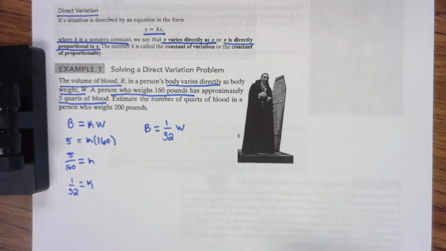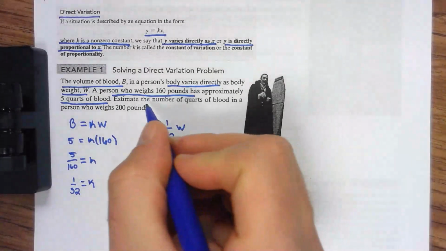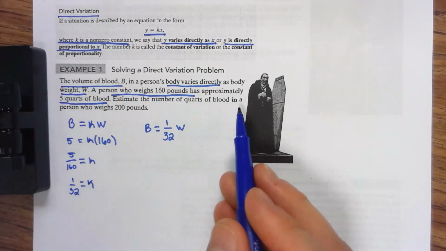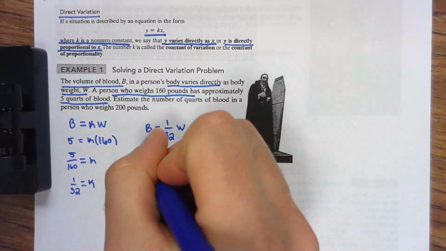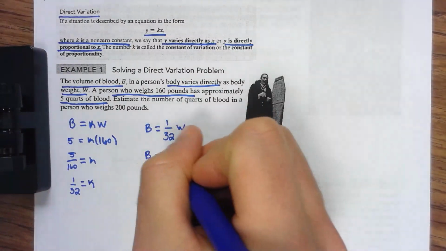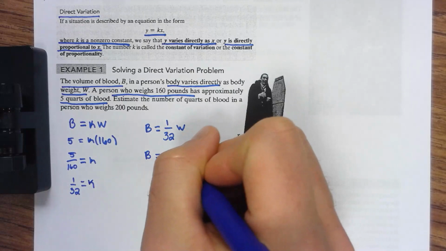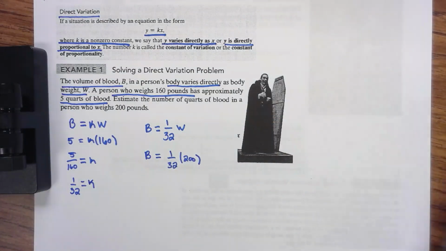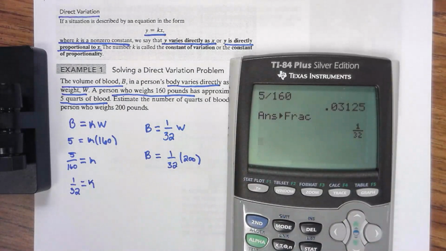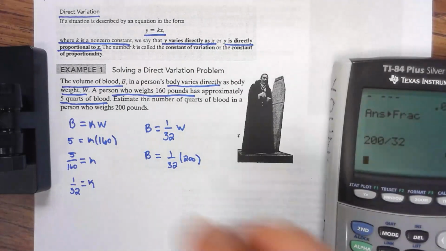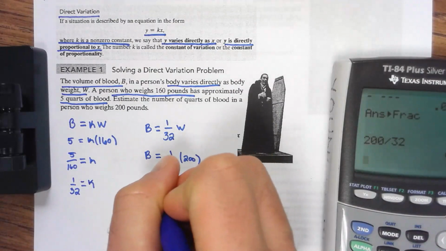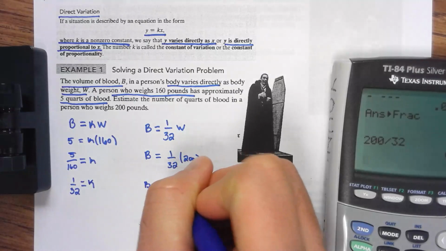And now we can go ahead and use this equation to estimate the number of quarts of blood in a person who weighs 200 pounds. So how much blood? 1/32 times 200. That's really 200 divided by 32, 6.25. So we'd say the volume of blood is about 6.25 quarts.